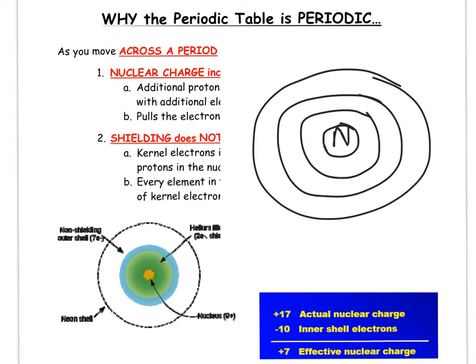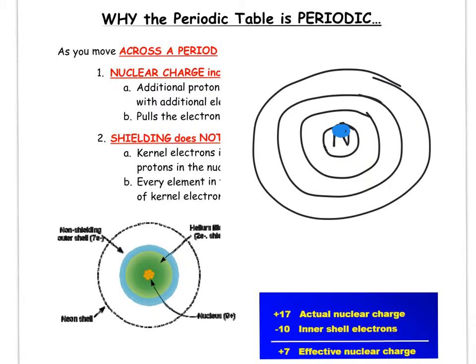Alright, I drew a very rudimentary atom here on the screen for us to see. And I put an N in the middle for nucleus. We can also say that it stands for neutrons. But I'm going to draw the protons in. So let's say I take a proton and I put it in the nucleus. Okay, that blue dot right there, that's a proton.